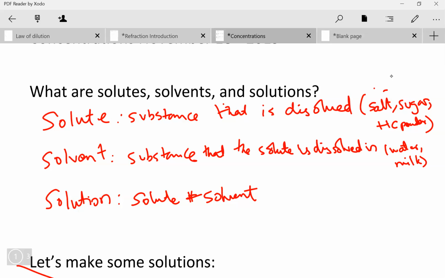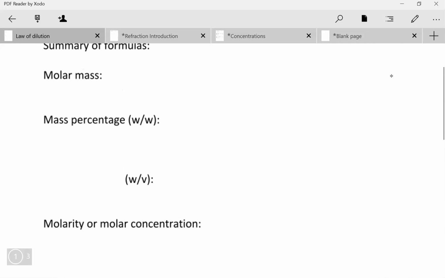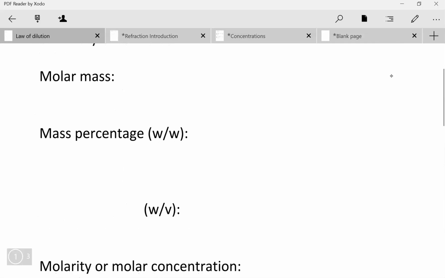When you have a solvent like water and you add sugar, you get a solution of sugar water. If you have a solvent of milk and you add hot chocolate powder, you get a solution of hot chocolate drink. And that's basically all we are going to talk about on this worksheet. But this worksheet is very important because we have a summary of our formulas, and this is what we are going to be using for almost all of our calculations coming up.